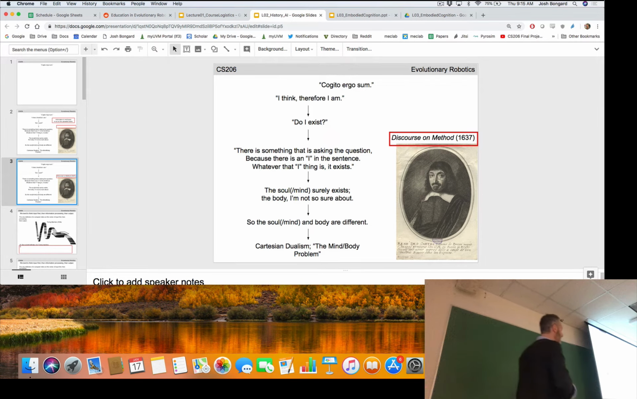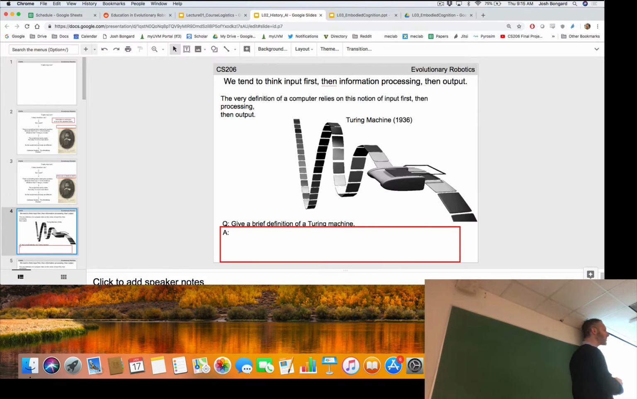If you're interested in this argument that Descartes made, again, I'm not doing it justice here. Go back and have a look at Discourse on Method. Definitely required reading for anyone interested in cognition and intelligence. Okay, let's jump 400 years into the future to 1936.